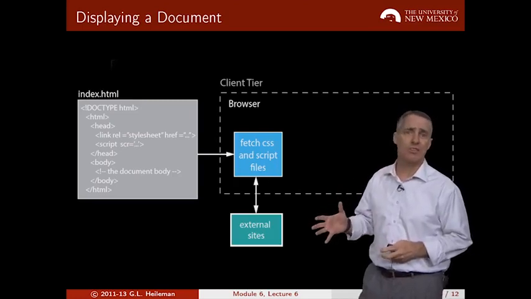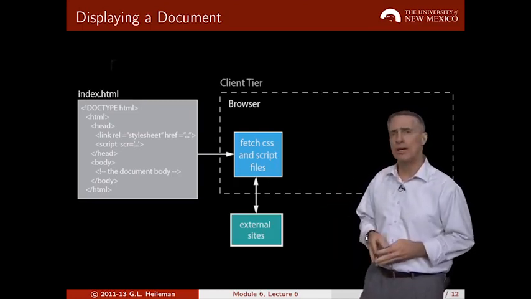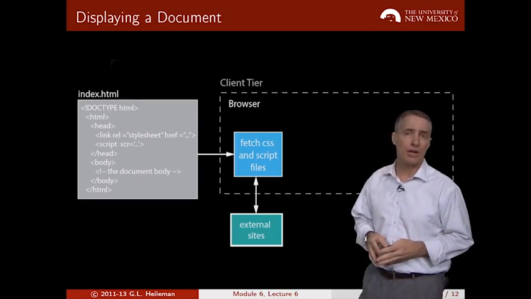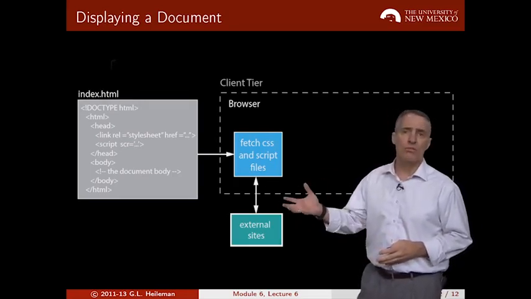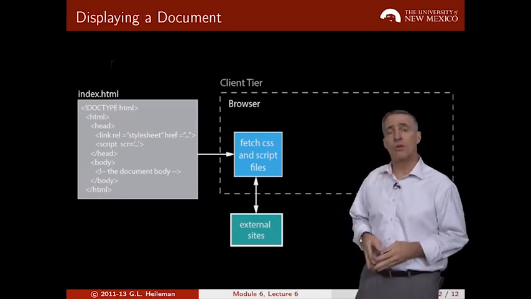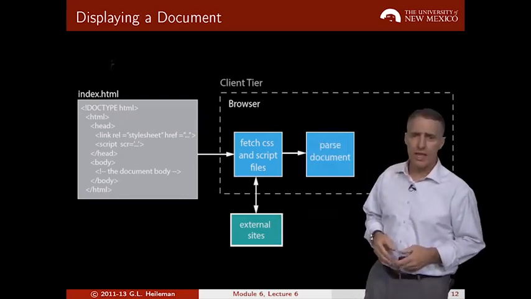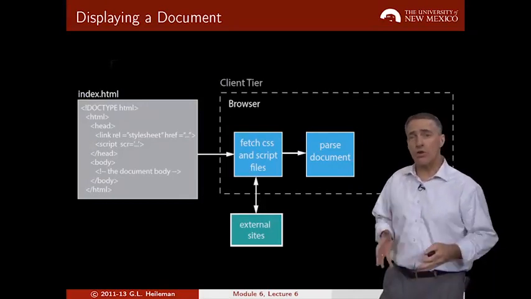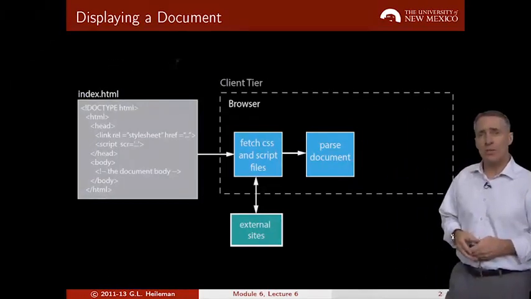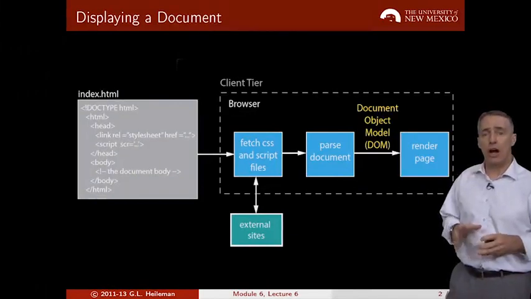The first thing that happens is any external resources, for example, cascading style sheets or JavaScript files, are retrieved either from the server that the HTML was delivered from or from some other external source. Next, the HTML is parsed to create an internal document tree. And that document tree is referred to as the document object model.